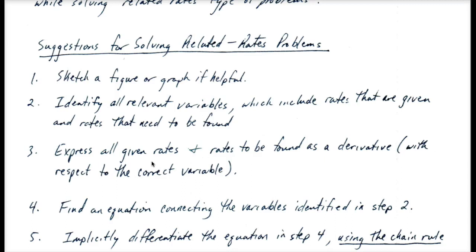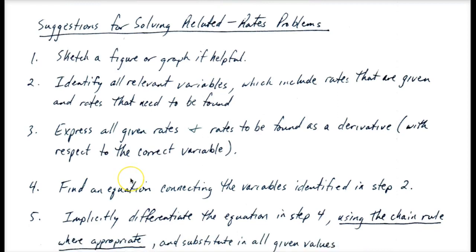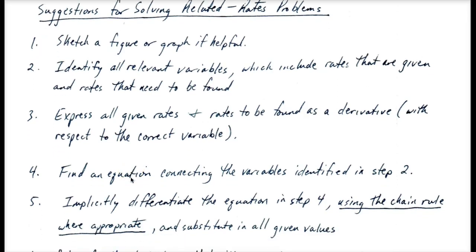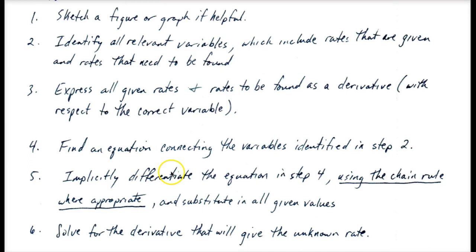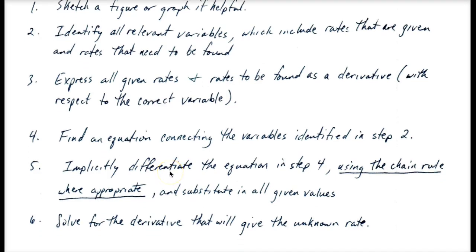After that, number 4, we want to find an equation connecting all the variables identified in step 2. That's how we model everything. Then we want to take the derivative of both sides of that equation implicitly. Of course, that means utilizing the chain rule. And then finally, we want to solve for the derivative that will give the unknown rate. Those are the steps that we'll take.